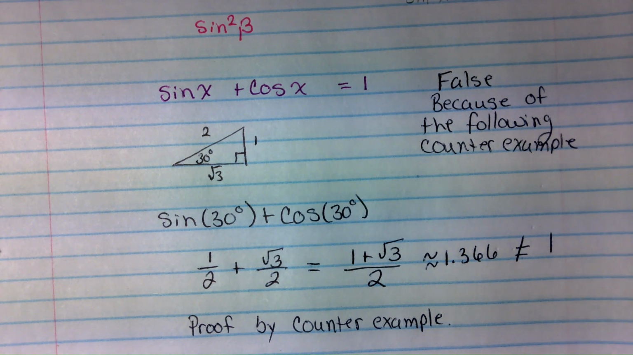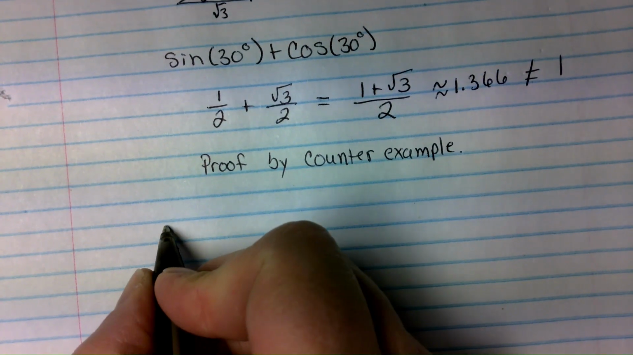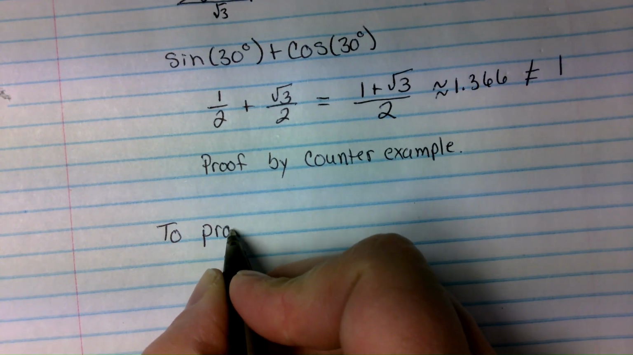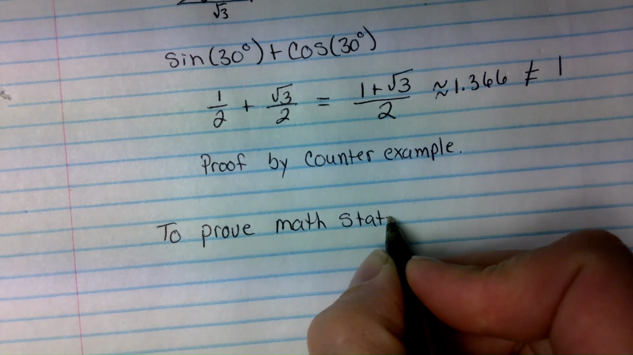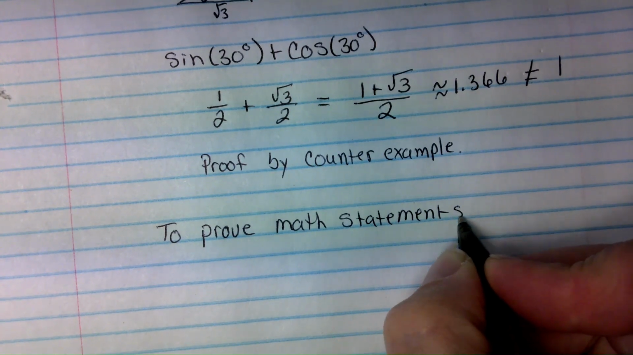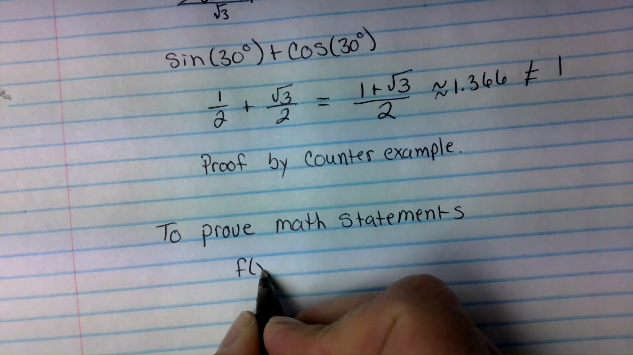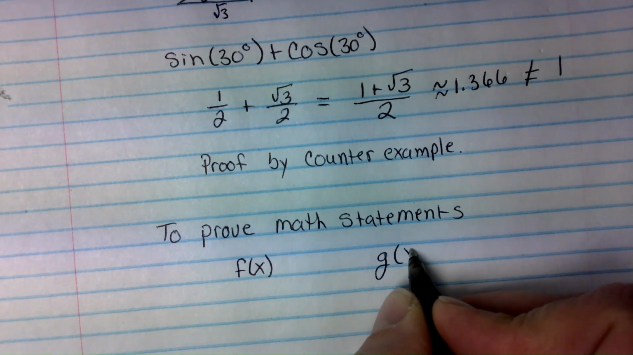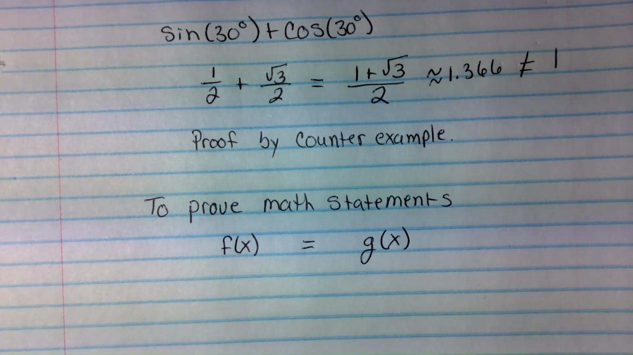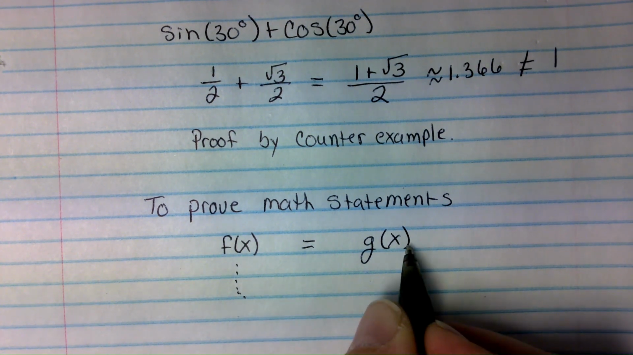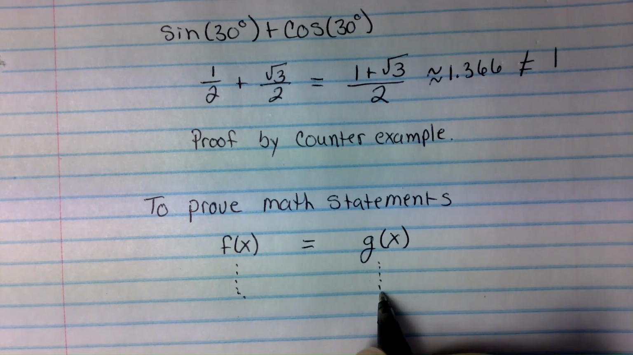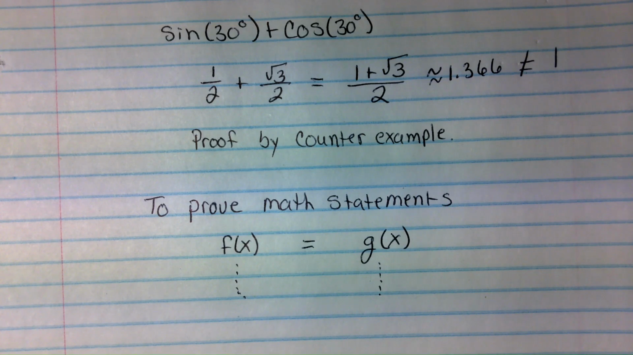Now, to prove something is true, and we are going to do this a lot with the rest of this video, they're going to give you a left side and a right side. Okay, so we'll call this side f of x, and we'll call this side g of x. And they're going to say, prove that f of x equals g of x. You have two options. You can work f of x until it becomes g of x. You can work g of x until it becomes f of x. Or you can work both sides. It depends on the problem.